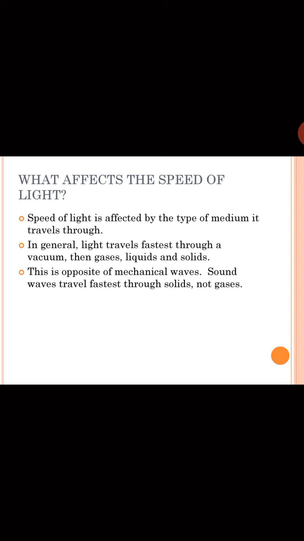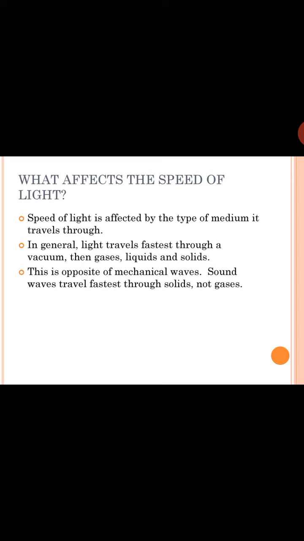Is there anything that affects the speed of light? Yes, the speed of light varies from medium to medium. Light travels fastest through a vacuum, then gases, liquids, and solids. It is just opposite to the properties of sound. Sound travels fastest in solids, but light travels fastest through a vacuum. Vacuum means where there is no air. Light travels there very fast.